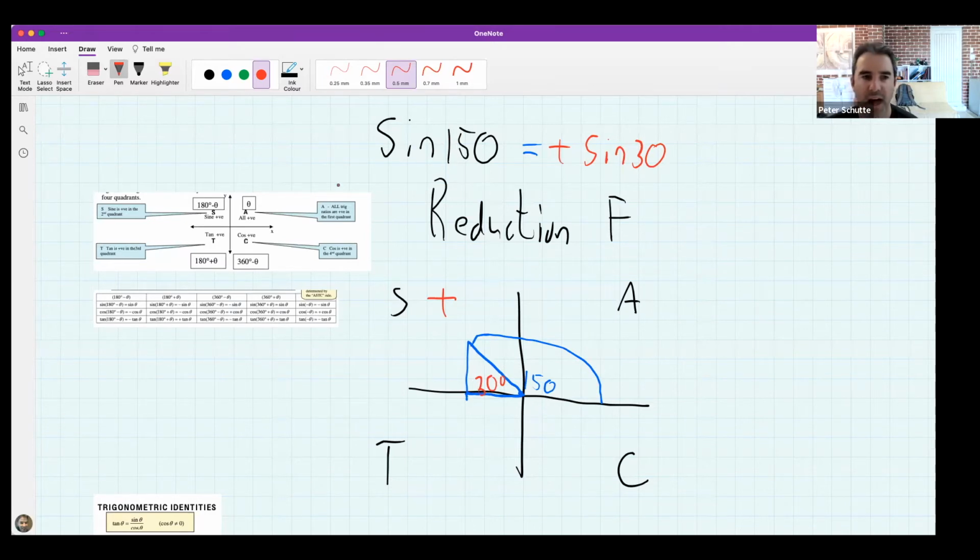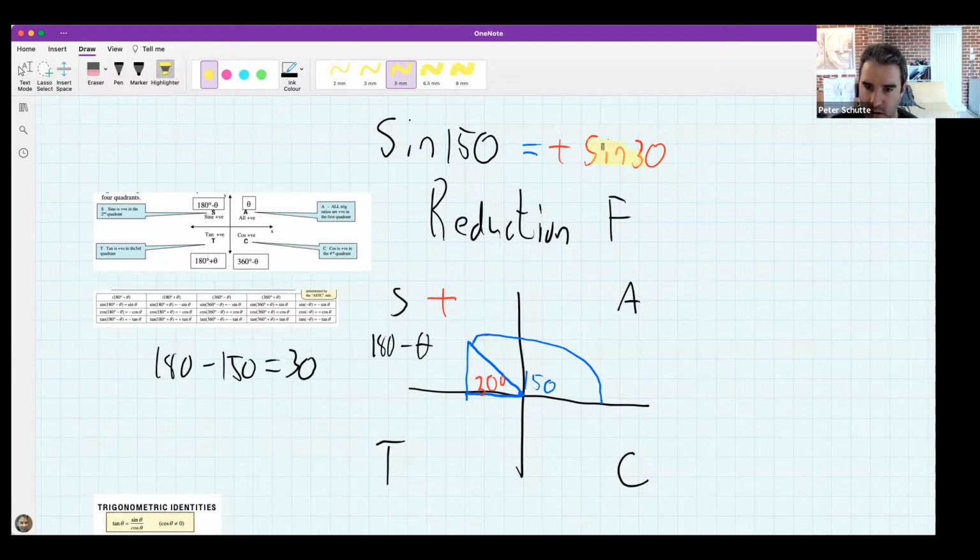So all angles that are in quadrant 2 have this form: 180 minus theta. So in this case, it was just 180 minus 150 to get the 30 degrees that I'm talking about here. Okay, so that is a brief review of the reduction formula.